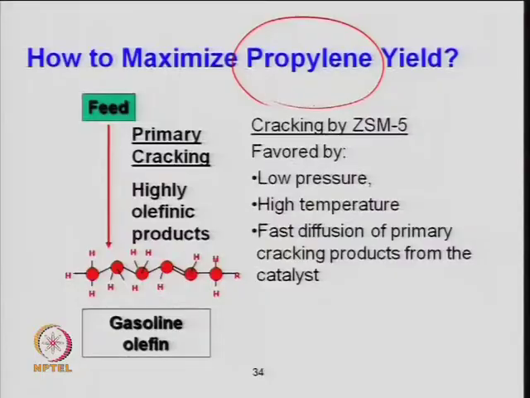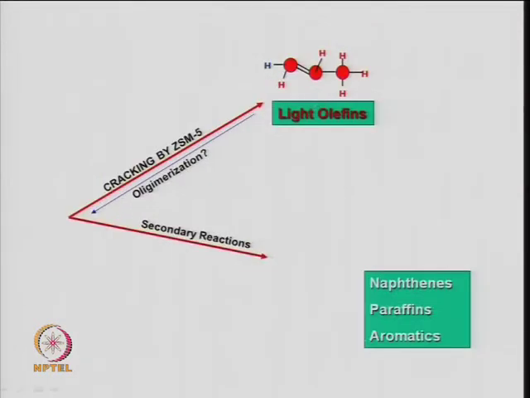So that is the cracking by ZSM-5. Operating conditions, temperature, pressure, everything is very important, including residence time, in order to avoid coke formation. That is what I told you: FCC, or fluid catalytic cracking, is very important in this case. If you have zeolite materials, you get different kinds of combinations here, and if you do not control that, then secondary reactions also take place, and that will give you naphthenes, paraffins, and aromatics. That is what I told you, the gasoline range of hydrocarbon.